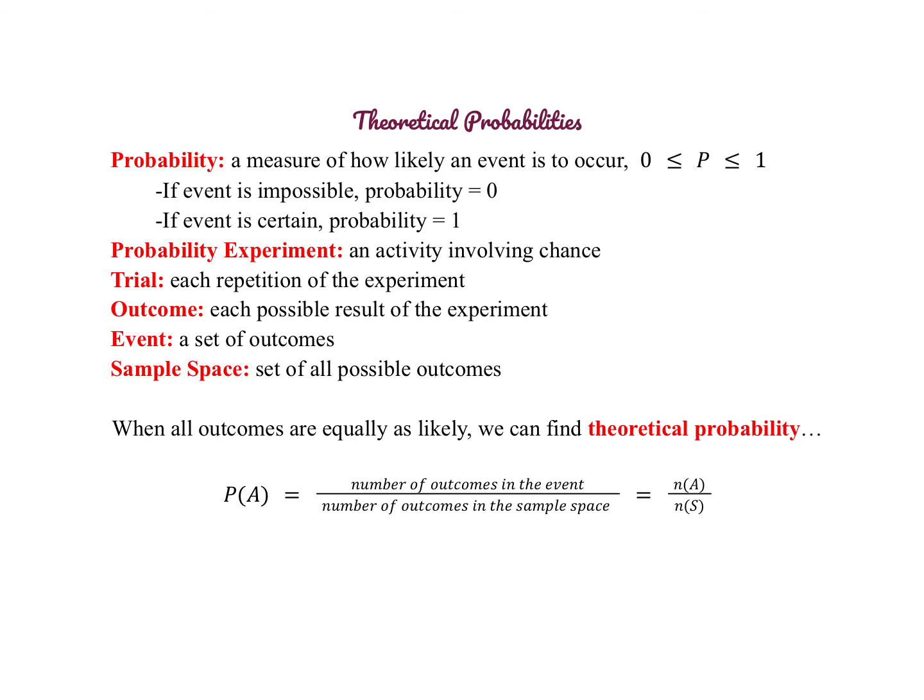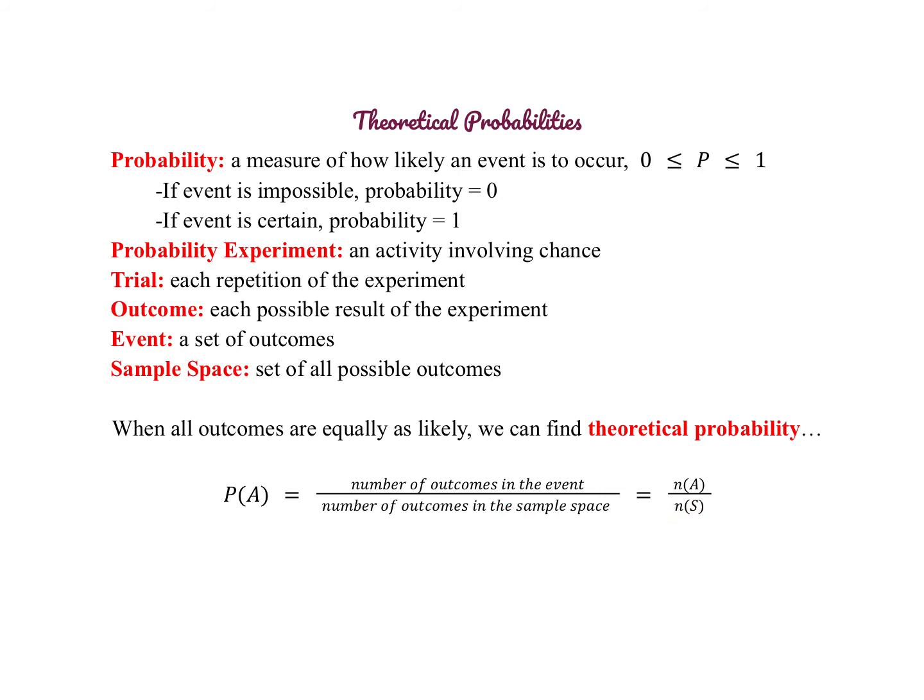And then a sample space would be the set of all possible outcomes of our probability experiment. So when all outcomes are equally as likely to occur, we can find what's called the theoretical probability of an event. We would denote that with P of A. This is the probability of event A happening, which would be the number of outcomes in event A, so the number of ways that event A could happen, divided by the total number of outcomes in the sample space, which we would call N of S.